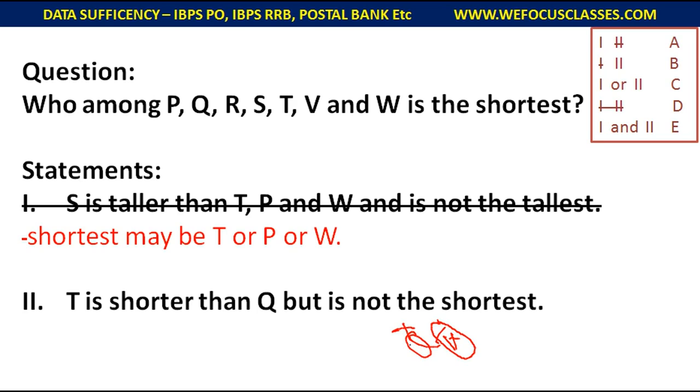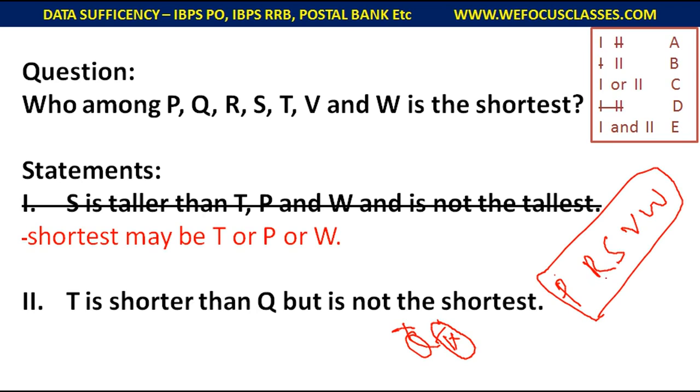So the shortest can be any of the other 5 persons. Who are the other 5 persons? Anyone can be of P, R, S, V, W, any one of these 5. But we need to find a unique answer. So there is no unique answer for this.